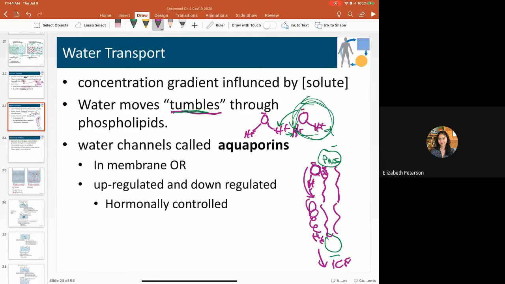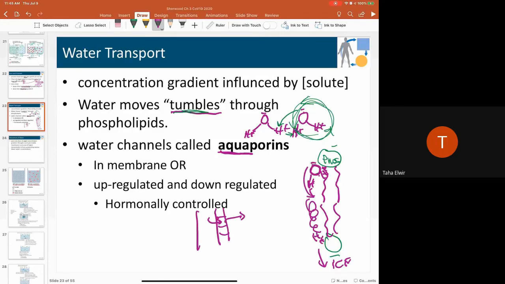With water channels, those aquaporins that were discovered, these will allow a lot of water to move into the cell or out of the cell. Cells have aquaporins to allow water in maybe on one side and out on the other side. So if they're lining a duct, water usually comes in through aquaporins of one type and then out through another type.